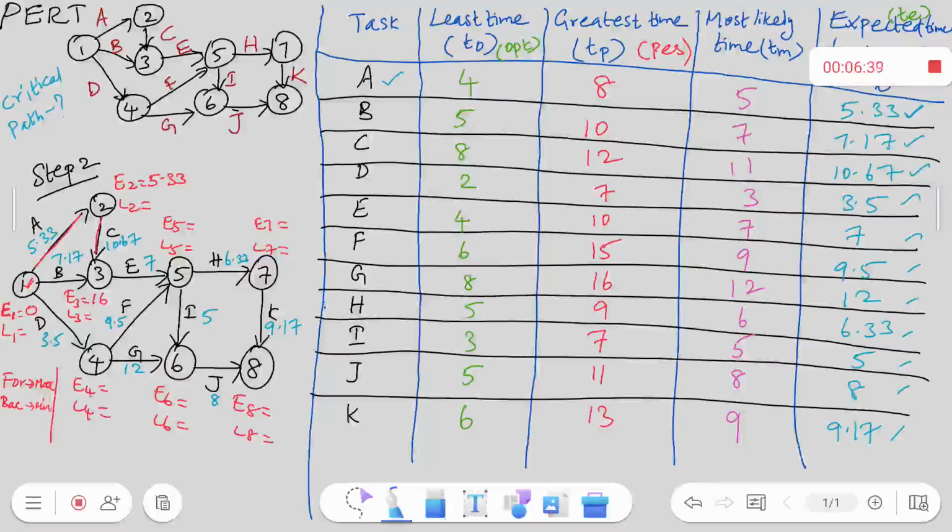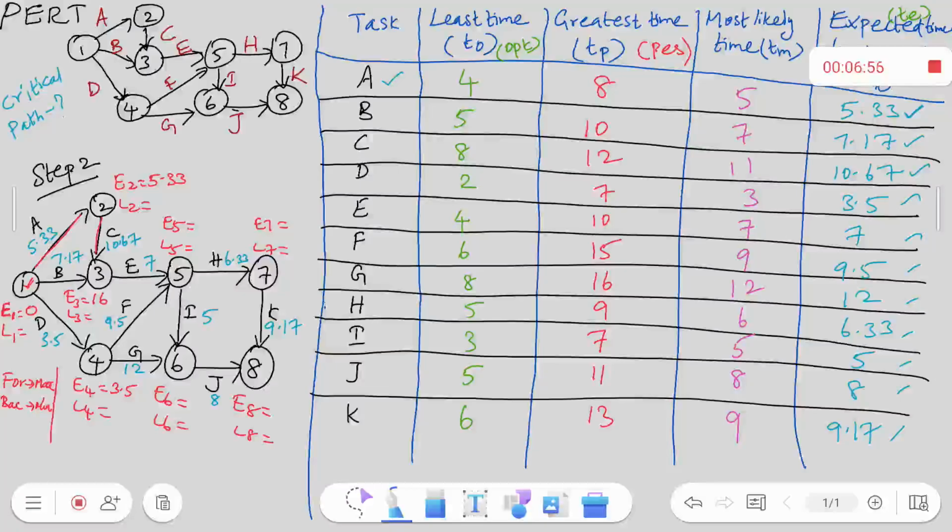Okay, so from 1 to 3, if I go straight, I have only 7 time units, whereas from 1 to 2 and 2 to 3 put together, it is 16. It is the maximum value, so I get E3 as 16. When I go from 1 to 4, there is only one route. The time value is 3.5.